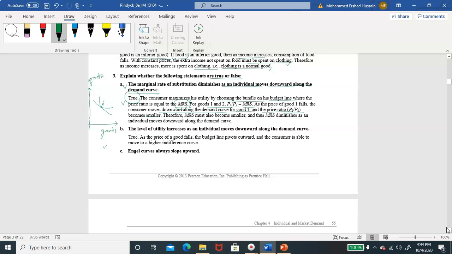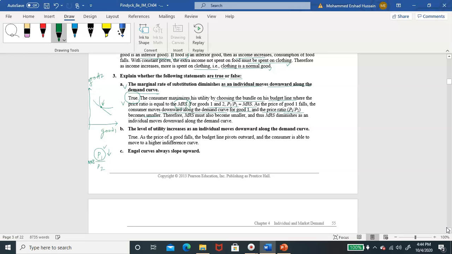Now if we go to the demand curve, right? MRS must become smaller, and thus MRS diminishes as individuals move downward along the demand curve. So the price ratio is P1 over P2. Now if the price of good one falls, see, the slope is P1 over P2. Now what happens if the price P1 falls? The numerator in the slope is decreasing, right? This one is equal to MRS.